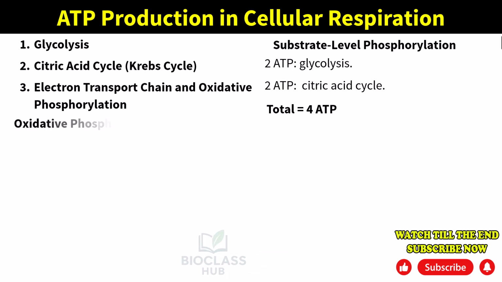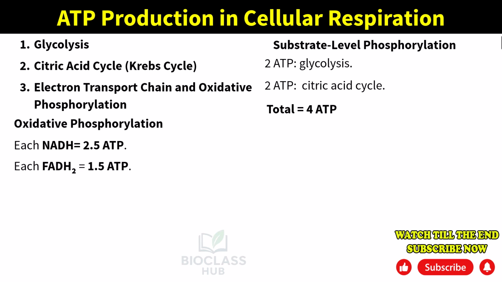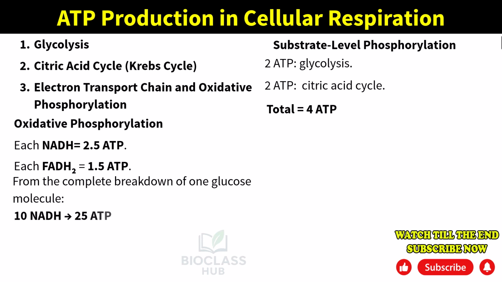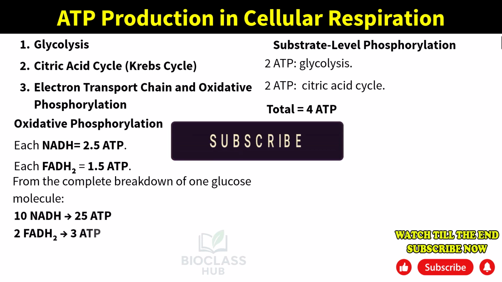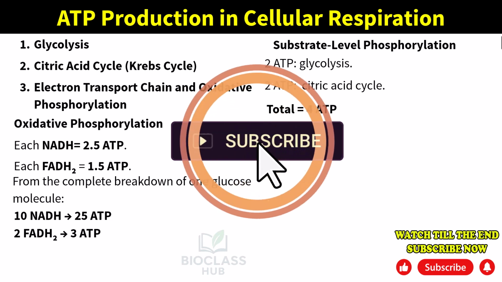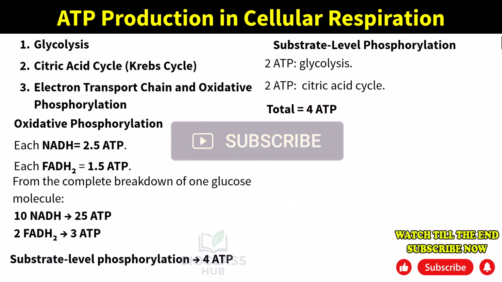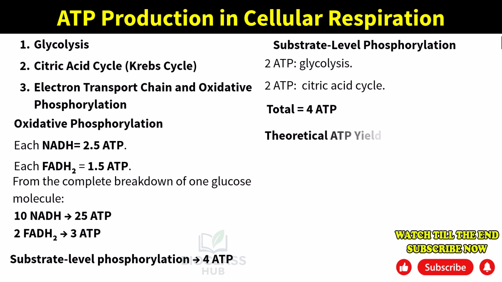From oxidative phosphorylation, each NADH donates high-energy electrons to the electron transport system, generating about 2.5 ATP. Each FADH₂ donates electrons at a lower point in the electron transport system, yielding about 1.5 ATP. From the complete breakdown of one glucose molecule, 10 NADH yields 25 ATP, 2 FADH₂ yields 3 ATP, substrate-level phosphorylation 4 ATP. Theoretical ATP yield.